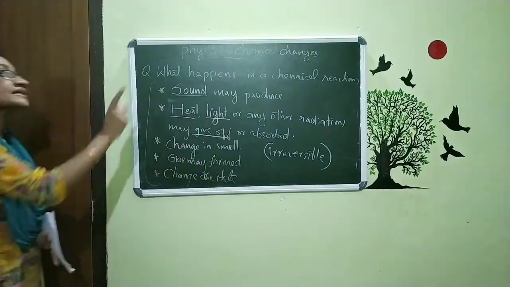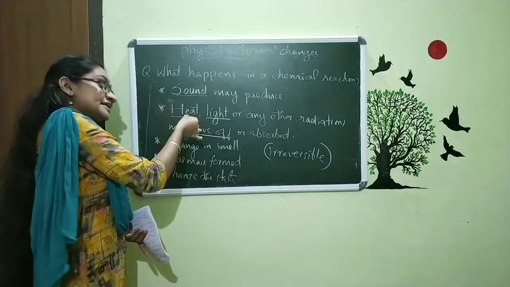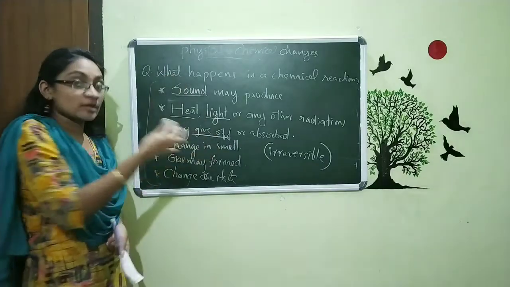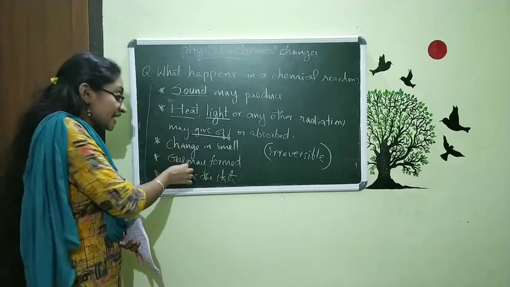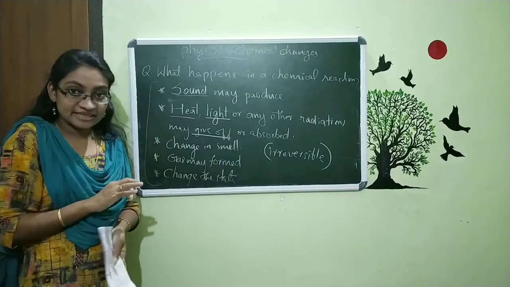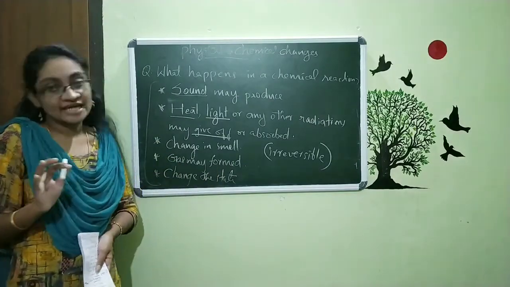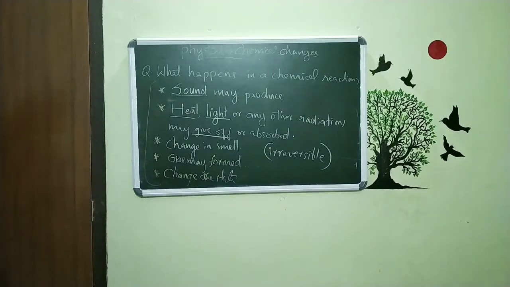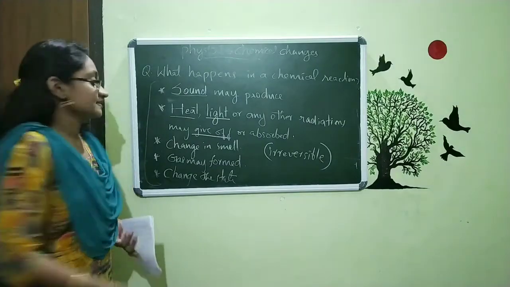So we can say within a chemical reaction they may produce sound, heat, light energy emission or absorption, then change in smell occurs, gas may form, and change in the state. All these things may happen in a chemical reaction. So these all are the answer to the question, what happens in a chemical reaction? This is very important. You want to study this.